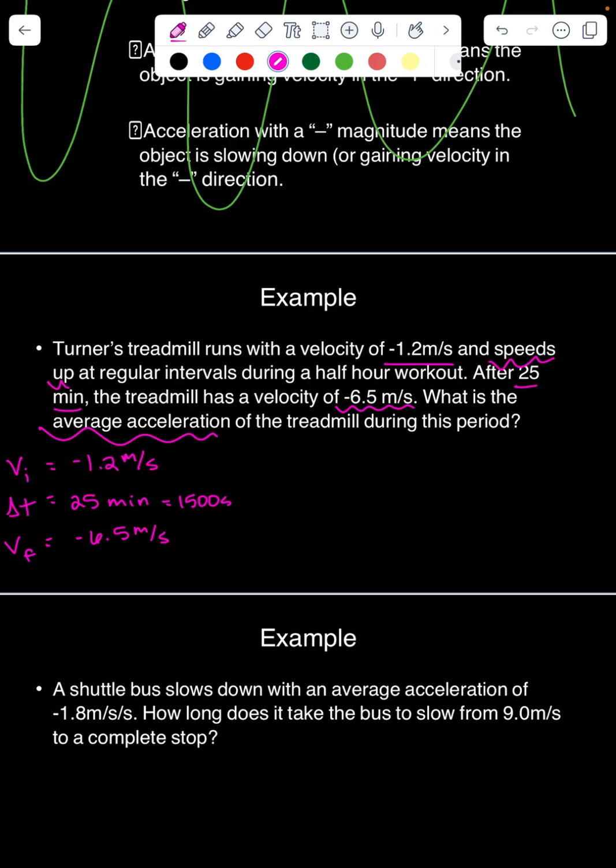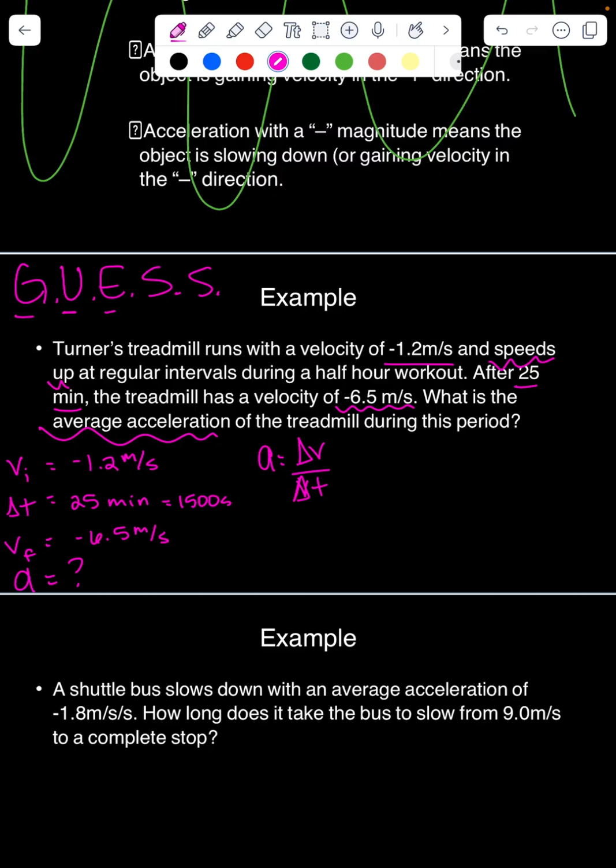All right, so those are our three givens. Remember to use that GUESS method. So we have givens. U means unknown. That's what we're trying to solve for. So we're trying to solve for acceleration, so we write down acceleration with our question mark. E stands for equation. We know that acceleration is equal to delta V over delta T.